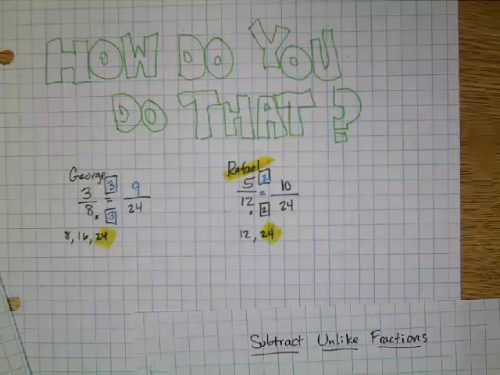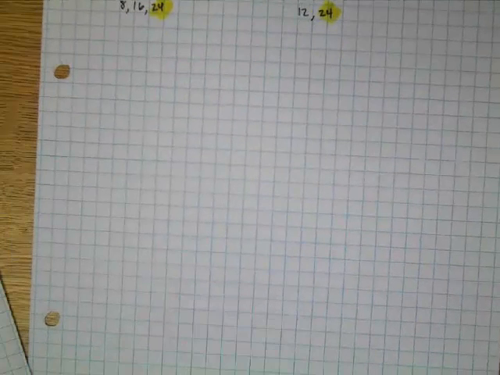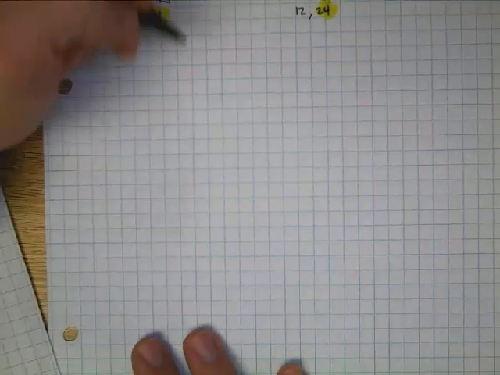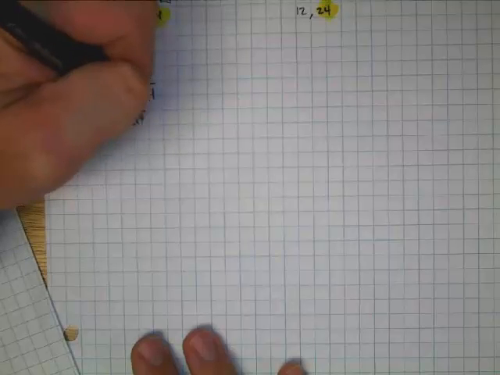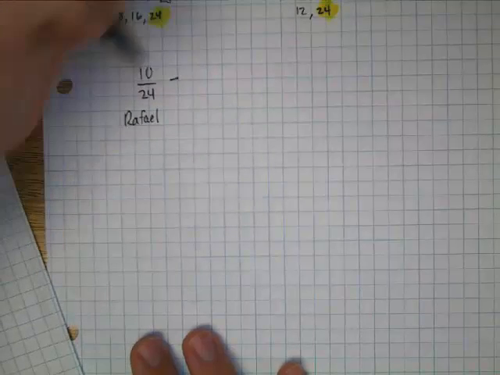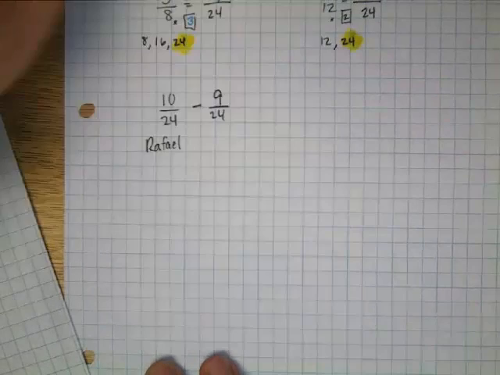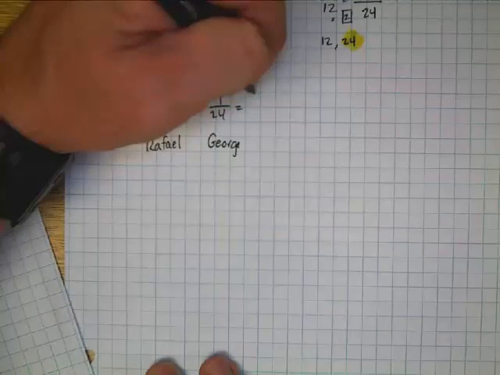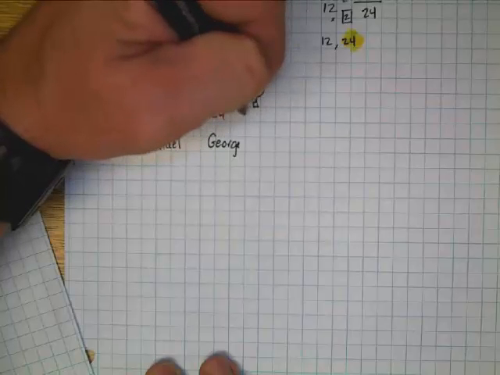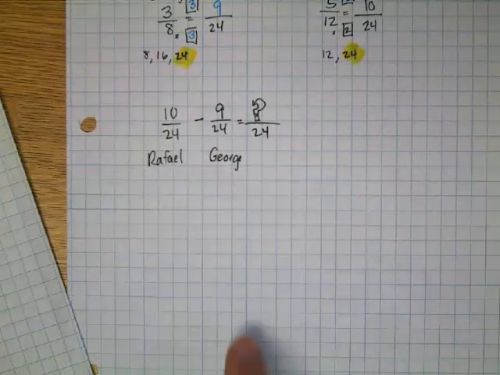So we need to now rewrite this again as an equation. So what I can say is that 10/24, which is Raphael, subtracted 9/24, which is George, leaves us how many 24ths? Well, to do that, all we do is subtract fractions. 10 minus 9, so that turns into 1/24.